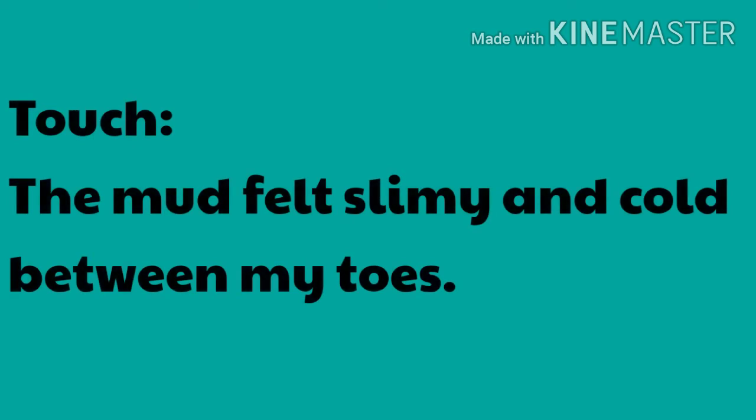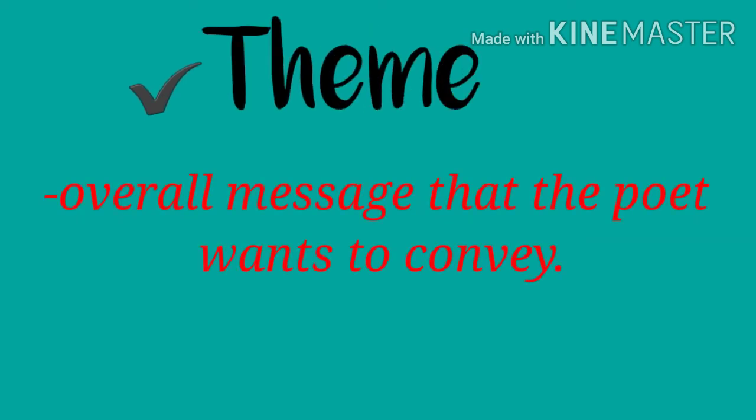And for the last one, we have the sense of touch. Here is an example. The mud felt slimy and cold between my toes. The words slimy and cold appeal to our sense of touch. Finally, we have theme as the last element of poetry. Theme is the overall message that the poet wants to convey.